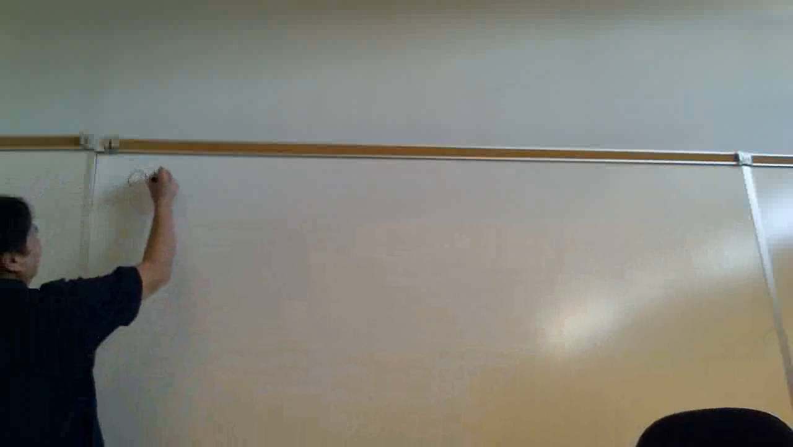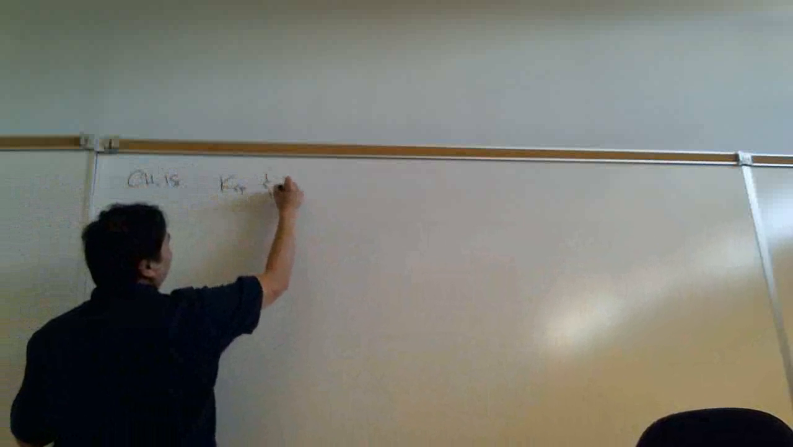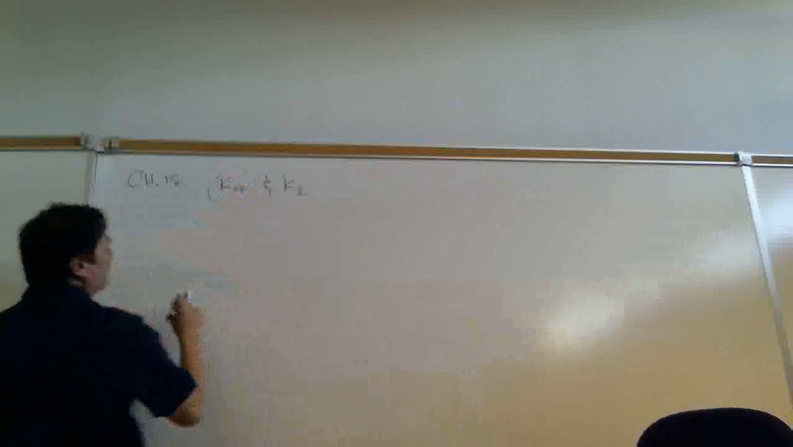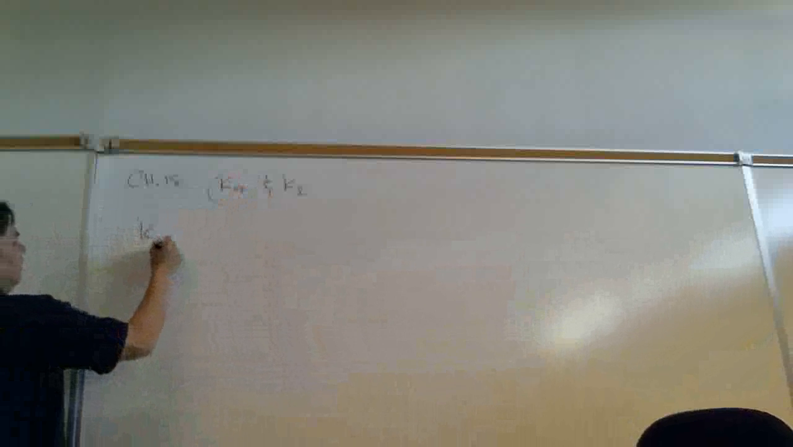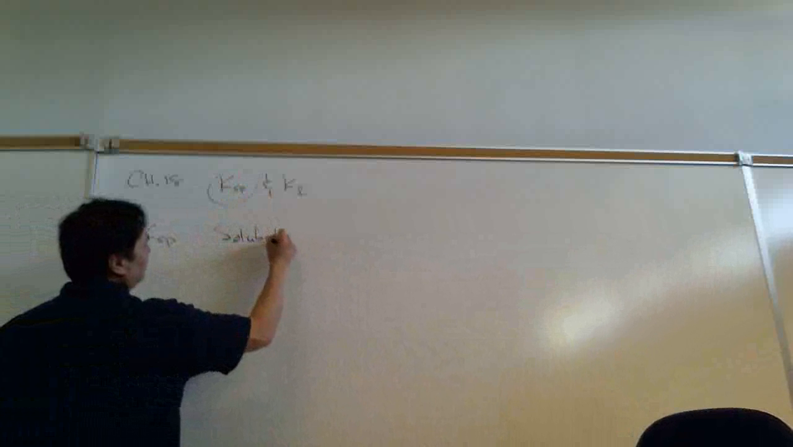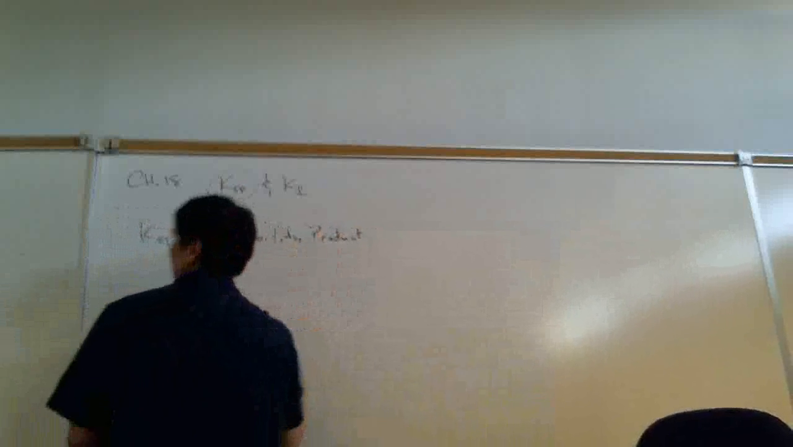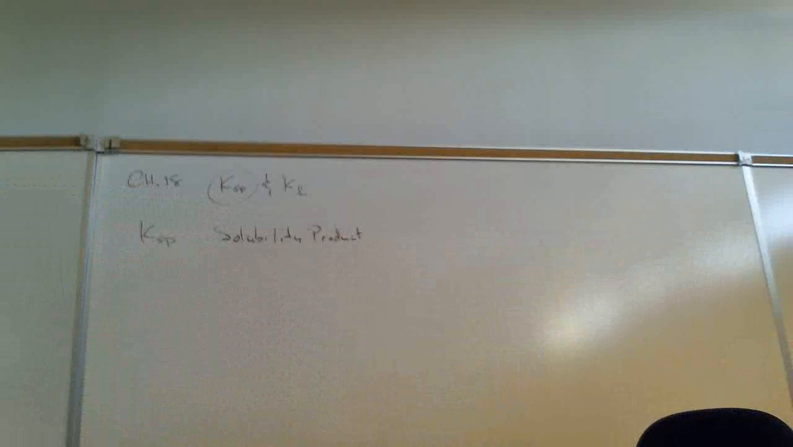All right, chapter 18. We have two new K's we're going to deal with. There's something called KSP and KF. And so we'll look at KSP first. KSP is called the solubility product. So let's just redefine what solubility is. What is solubility?